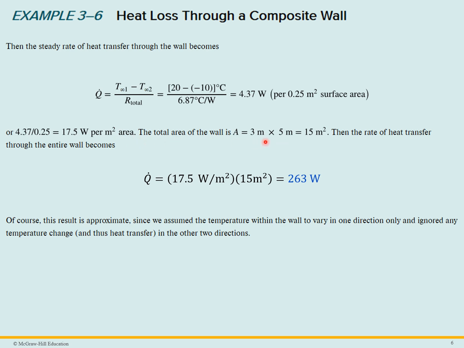The total area of the wall we're told is 3 meters by 5 meters, which is 15 square meters. Then we can calculate the rate of heat transfer of the entire wall simply by multiplying the 17.5 watts per square meter by 15 square meters. We get 263 watts. Of course, as the book points out, this result is approximate since we assumed the temperature within the wall to vary in one direction only and ignored any temperature change in the other directions.